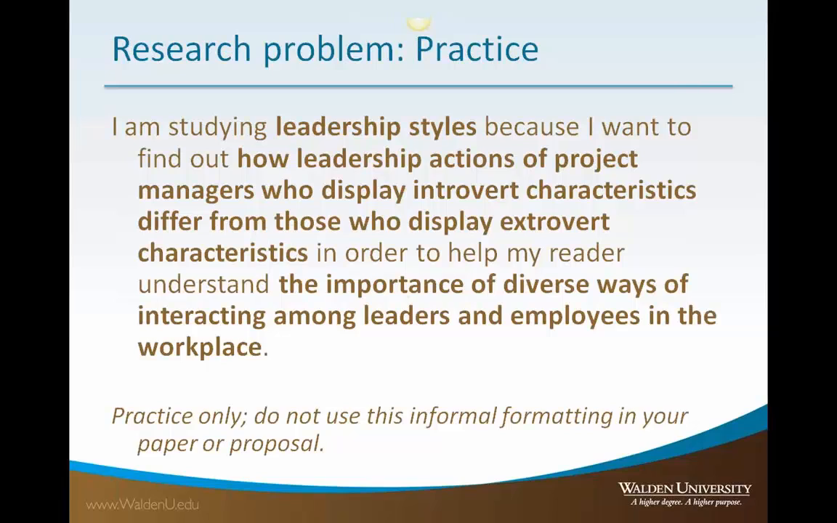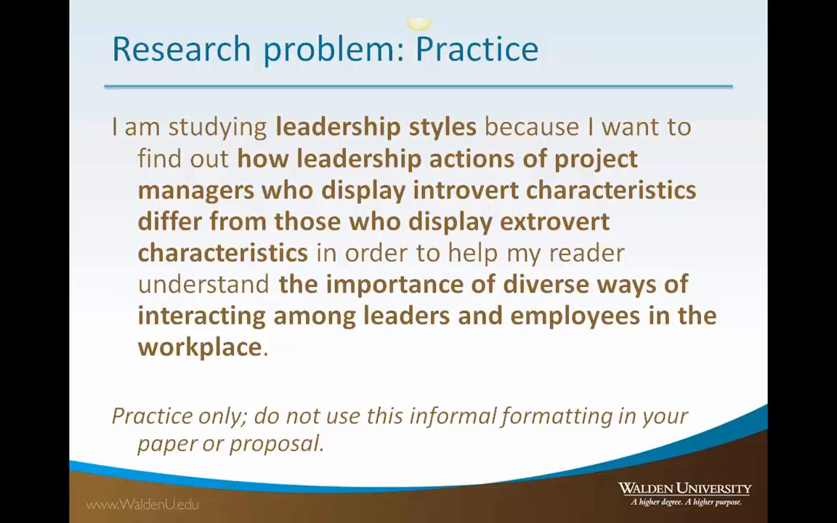I am studying leadership styles because I want to find out how leadership actions of project managers who display introvert characteristics differ from those who display extrovert characteristics, in order to help my reader understand the importance of diverse ways of interacting among leaders and employees in the workplace. Fabulous first draft of notes for behind-the-scenes work trying to figure out how to narrow down your social issue into a research issue.